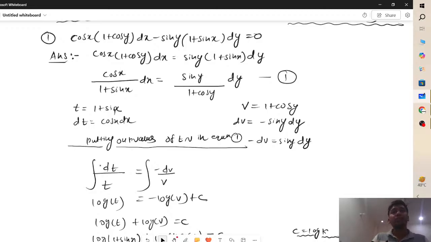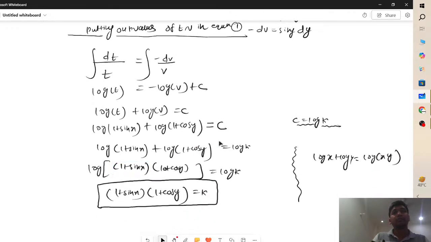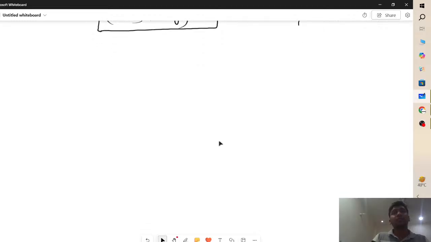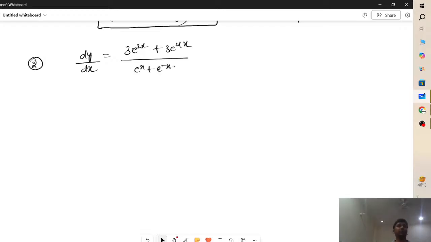Okay, now we are moving to the next question. Second question. And this is quite a simple one, and this was asked in a previous year for 2 marks: dy/dx equals (3e^2x + 3e^4x)/(e^x + e^-x). Okay, simple one.